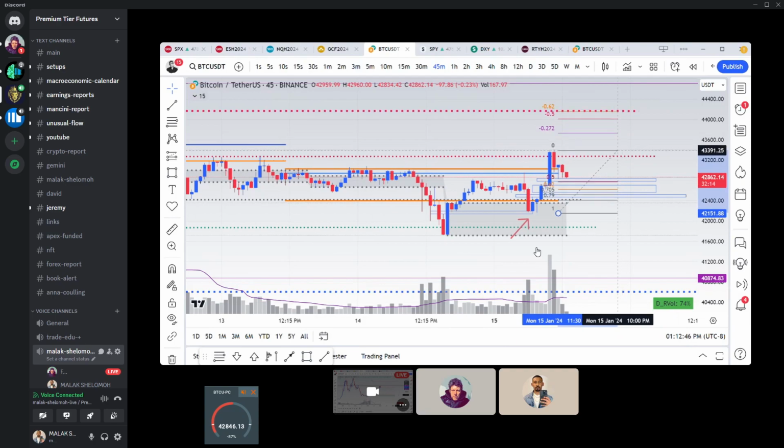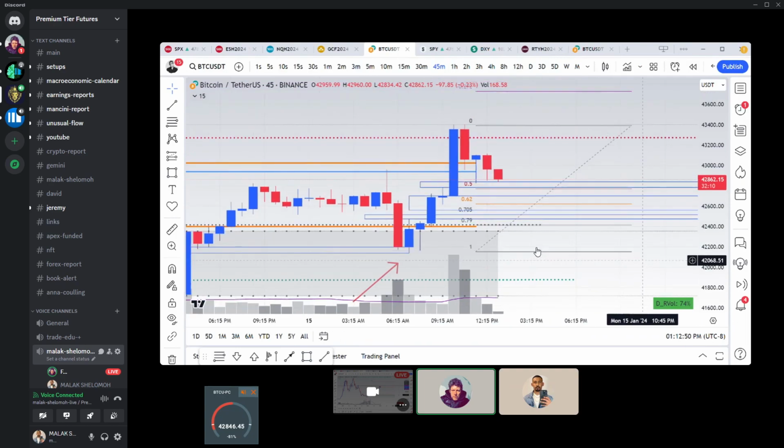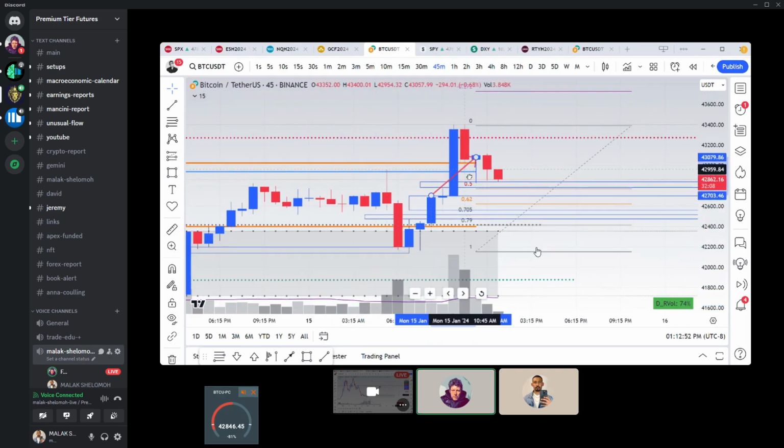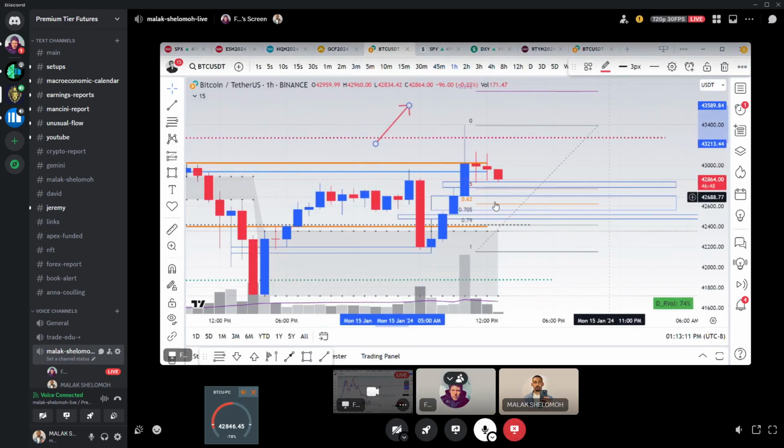So the first pullback that we got so far, we've pulled back almost to the 50%. So if we get a bounce in here at 50% or 62%, then that's going to jump across the creek, and this would be the creek right here. And then, let's see what time frame I was using on this. I think it was the hourly.